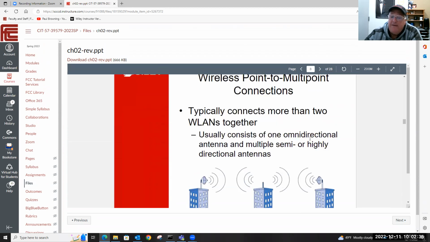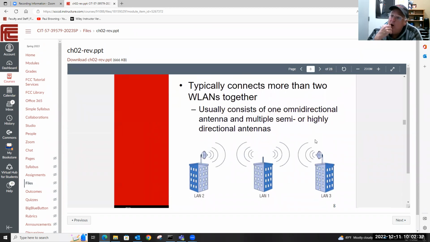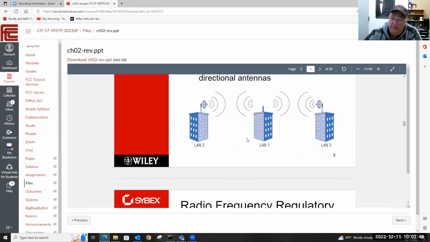Then we have the multi-point, which is what's really going on in our world, because we don't just connect to one building on the other side of Blackstone. We have multiple buildings, so we really have different LANs that make up our campus area network. Okay.